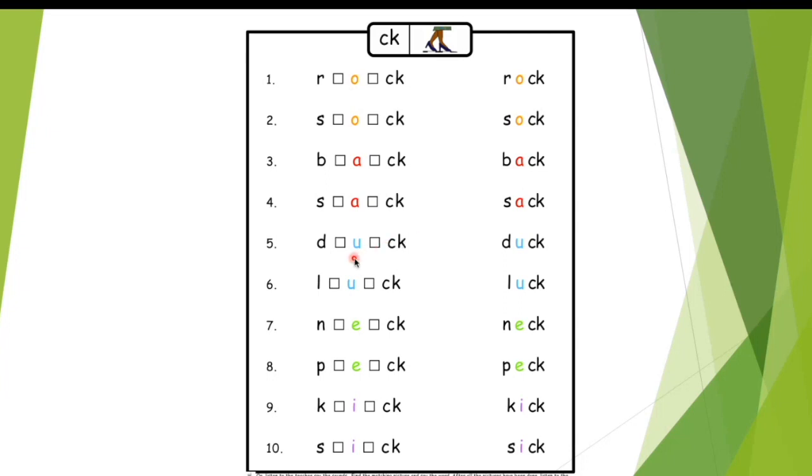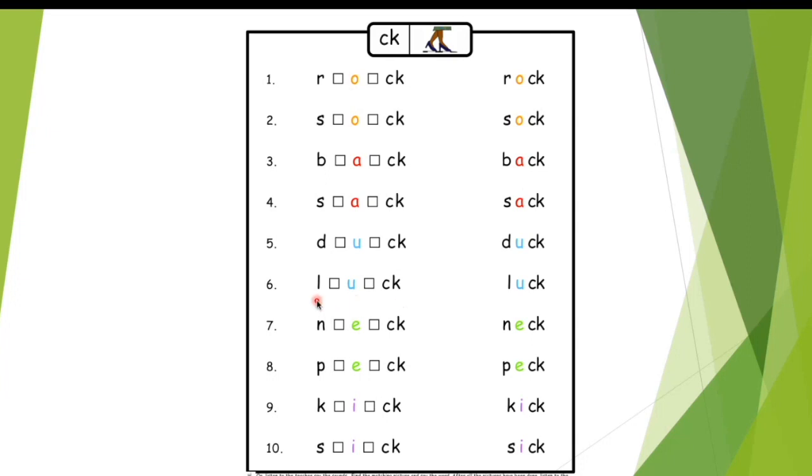Next word. Duh. Duck, duck. So what word do we have here? Duck. We have here duck. Next one. Please follow my laser pointer as I'm pointing to the letter or the word.